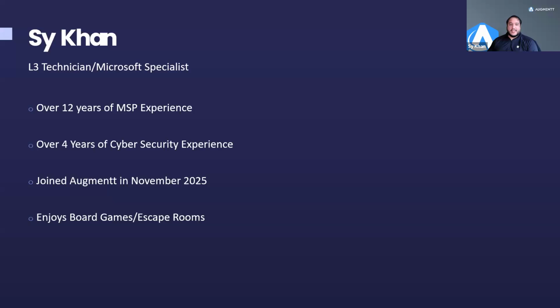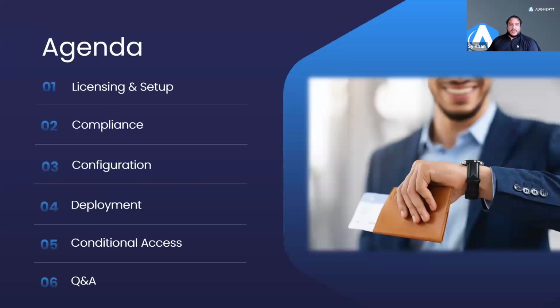That being said, let's get into it. A couple things on the agenda here. We're going to go over some basic licensing and setup you need to get started with Intune, just to hit the ground running. Some compliance settings and ways you can enforce that through Intune, configuration settings, deployment scenarios of applications, and how you would configure conditional access after you've configured Intune. And then we'll open the floor for questions.